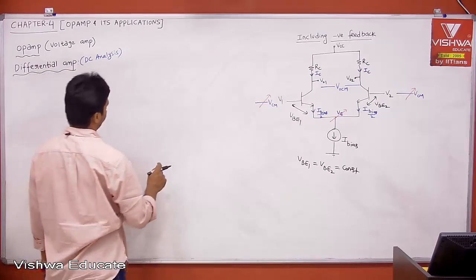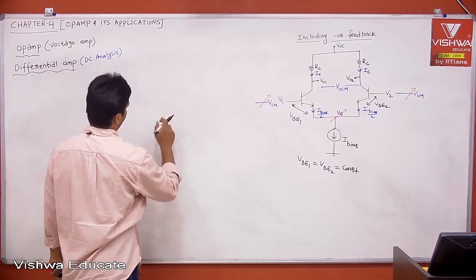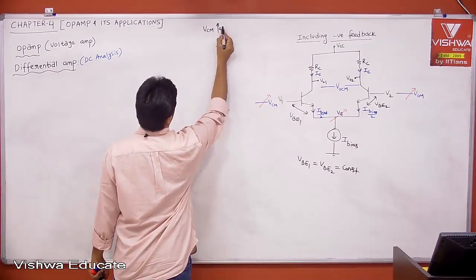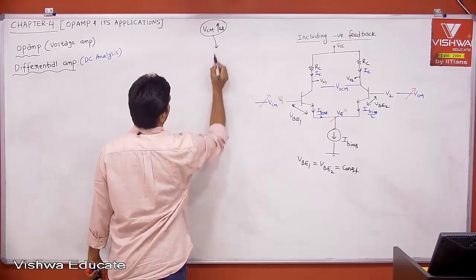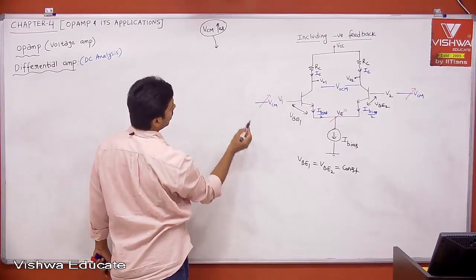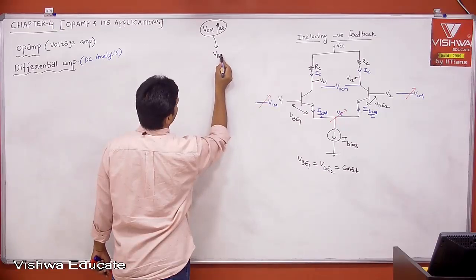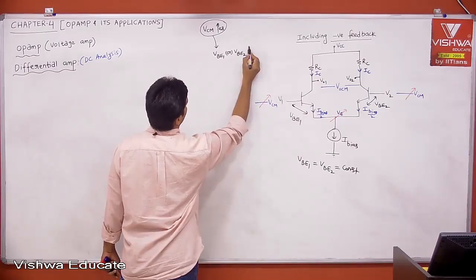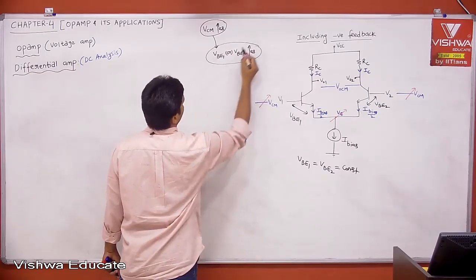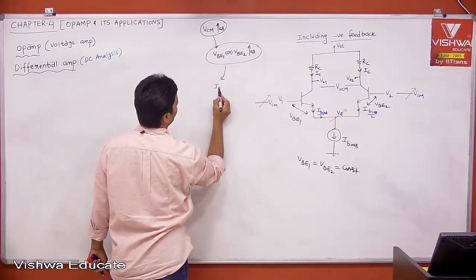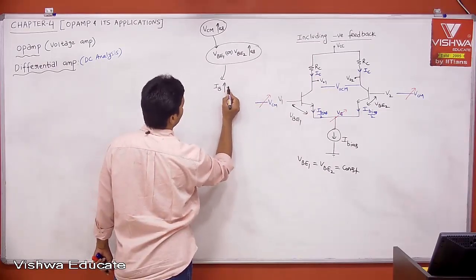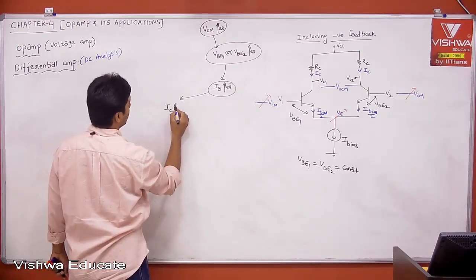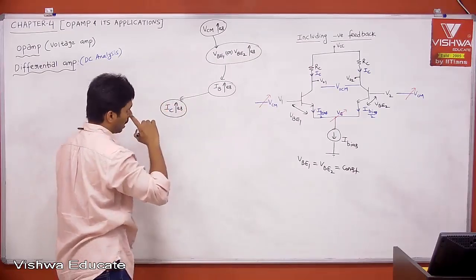I'm explaining, right? Let us say VCM is increasing. Then what will happen? Your VBE1 or VBE2 increases. Then what about your IB, both IB1 and IB2? That is nothing but IB. IB increases. When IB is increasing, what about your IC? Increases. Therefore, there is a change in IC.